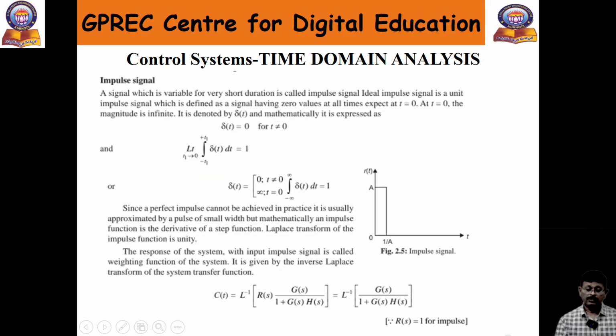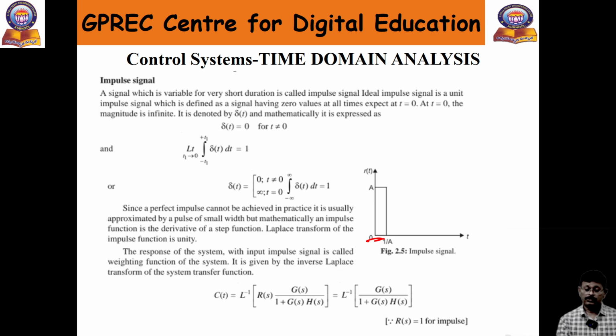right? So the other one is an impulse signal. Impulse means the value exists for a very small time. Very small time, so the value exists. So this is called an impulse. A signal which varies for a very short duration we call an impulse. The ideal impulse signal is the unit impulse signal, which is defined as a signal having 0 value at all times except at t equal to 0.